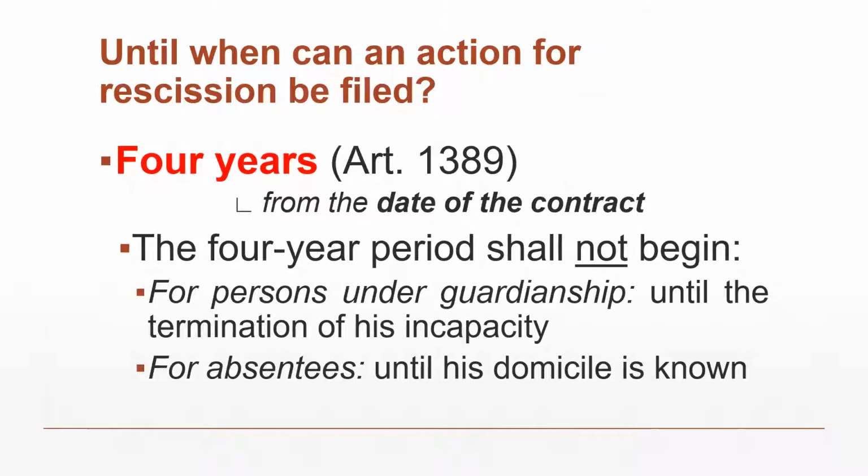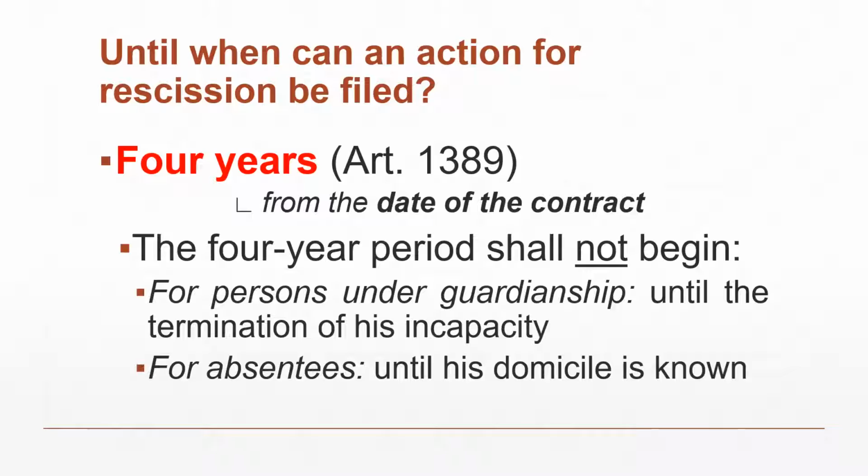Now, for how long can an action for rescission be filed? The law provides that the prescriptive period for the filing of an action for rescission is 4 years from the date of the contract. Now, the 4-year period, hindi siya mag-uumpisa from this date of the contract for persons under guardianship, yung mga minor de edad o yung mga may problema sa pag-iisip of unsound mind, no? Na mayroong mga tao na other people handling their affairs. In other words, guardians.